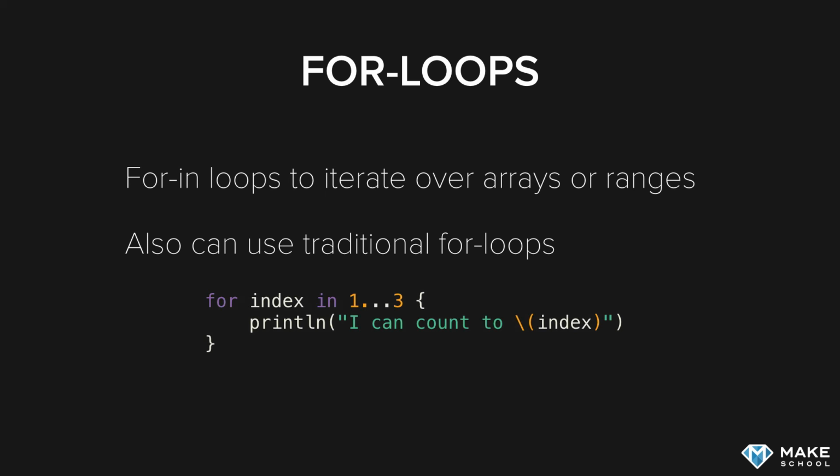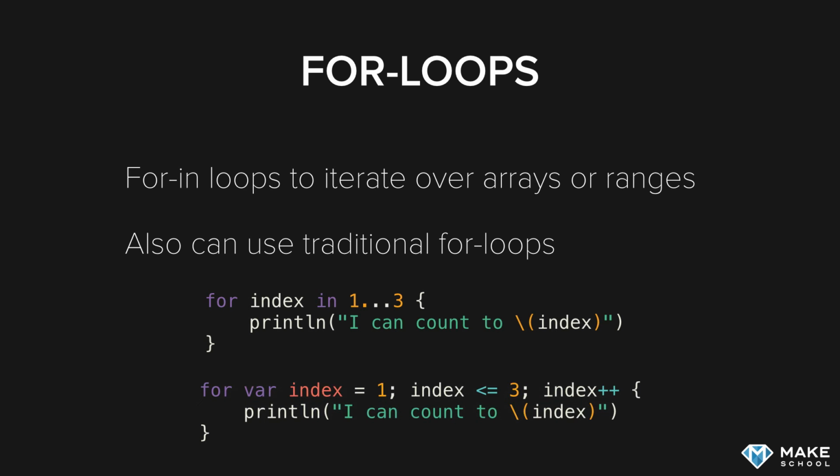But in this case, it's going to print out I can count to 1, I can count to 2, I can count to 3. In our second example, we are using a more traditional for loop by setting our iterator, setting our conditional, then setting our incrementer. And again, this is going to print out I can count to 1, I can count to 2, I can count to 3.